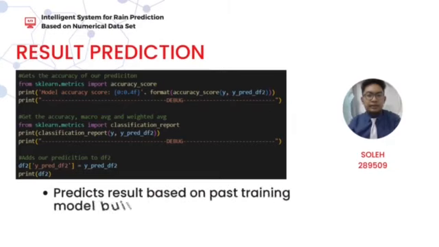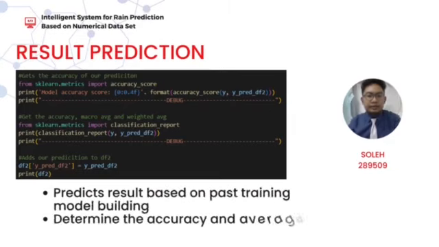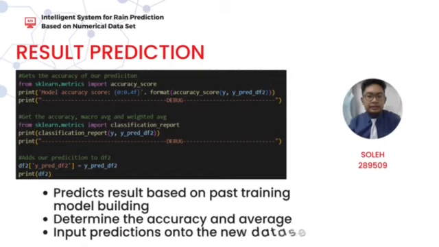Last but not least, we have a look at the result prediction part. Here we have result prediction based on logistic regression, and we predict based on the prediction for the second dataset. We get the accuracy of our prediction, then determine the accuracy and the macro and weighted average, and lastly input the predictions on the new dataset, which is DF2.